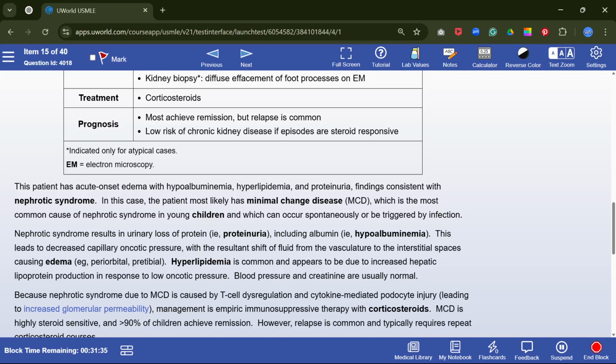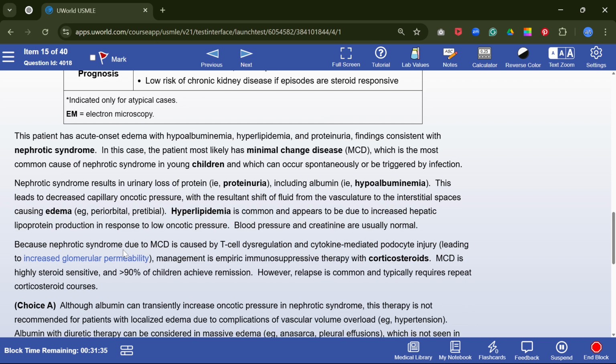Nephrotic syndrome results in urinary loss of protein, including albumin, causing hypoalbuminemia. This leads to decreased capillary oncotic pressure with resultant shift of fluid from the vasculature to the interstitial space, causing edema, periorbital and peritibial. Hyperlipidemia is common and appears to be due to increased hepatic lipoprotein production in response to low oncotic pressure. Blood pressure and creatinine are usually normal.